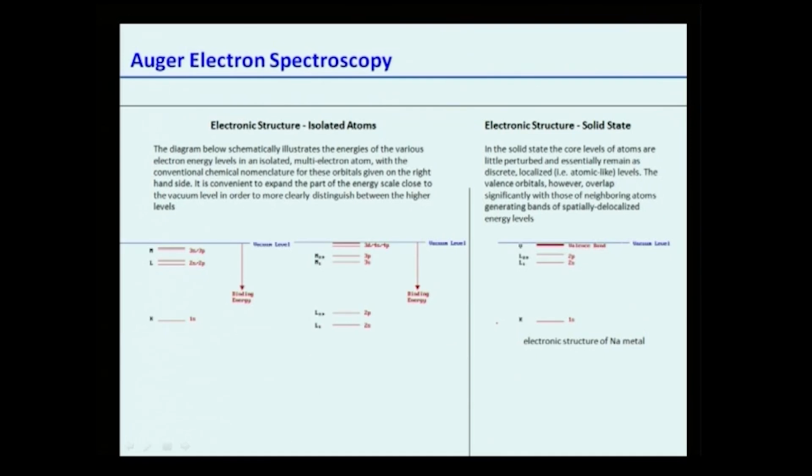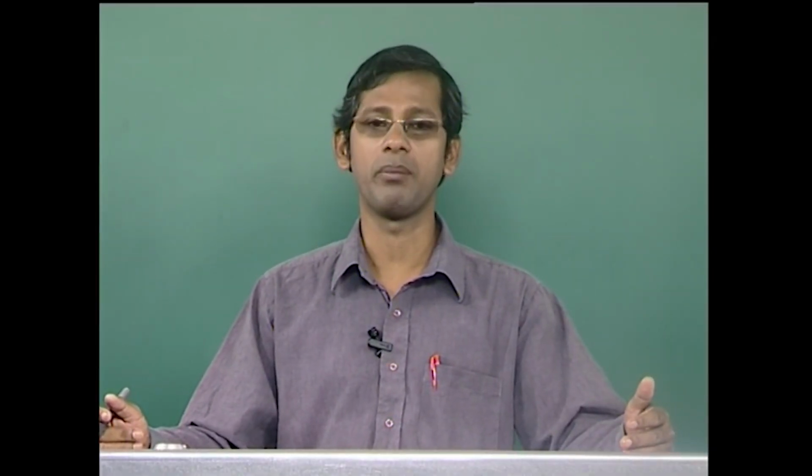Well, to talk about Auger spectroscopy, we need to know a little bit about the electronic structure. As you know, electrons rotate around the nucleus in an atom. These electrons have different energy levels, and we know that the energy level depends on their quantum numbers: the principal quantum number n, then the azimuthal quantum number l, that is s, p, d, f, the magnetic quantum number m, and the spin quantum number s.